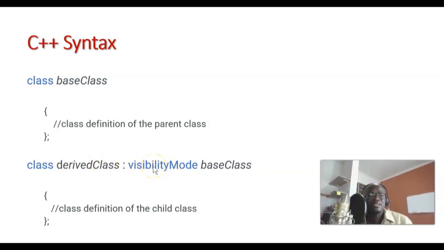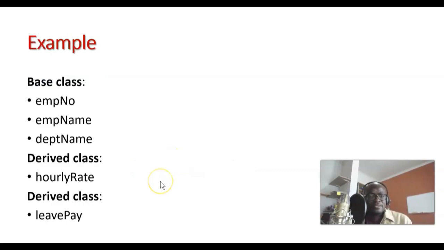In this case, it's the base class. So you can see the name here is the same one here. And then here you need to declare, is it public, is it private? So in this case, visibility mode, for the example I'm going to give you, we'll use public here. Okay, so what is next?